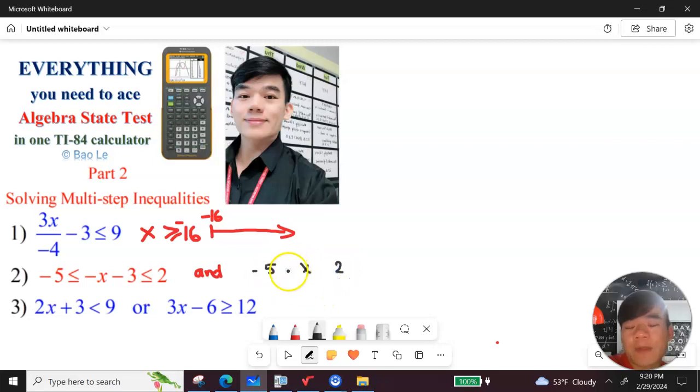Now, the inequality symbol right here depends on this one. This is less than or equal to, so I put less than or equal to. For example, if you have less than like this, then right here should be less than. Okay, keep that in mind. This inequality symbol right here depends on this guy right here. Okay, so we finished number 1 and number 2. Let's move on to number 3.